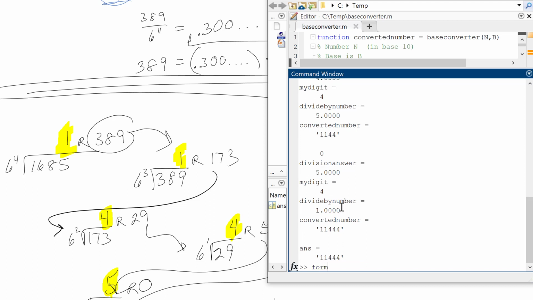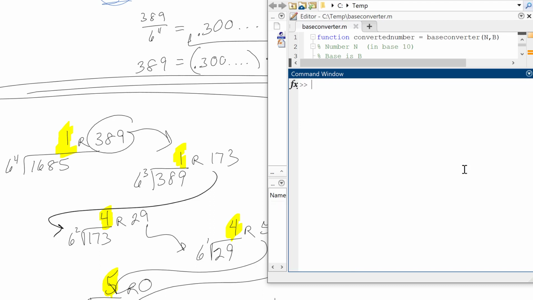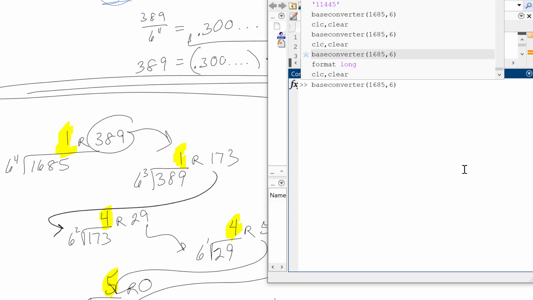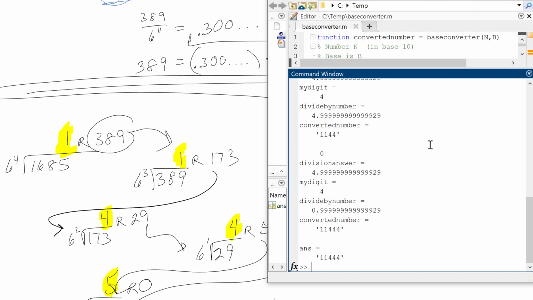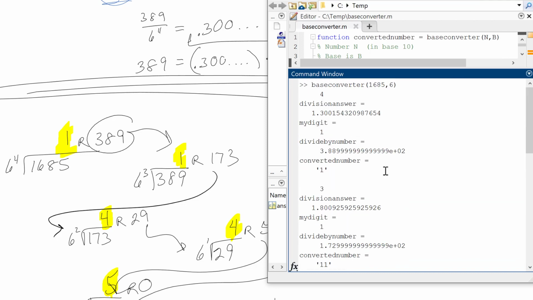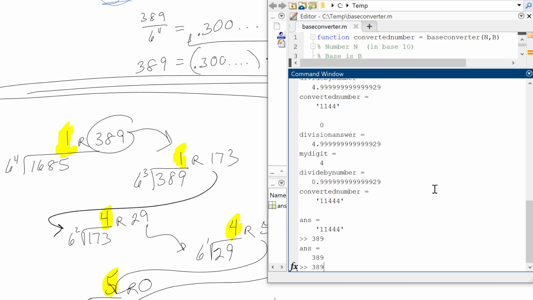All right, let's do format long and see what's going on. I'm going to run this again. As always, with a lot of these in this series of videos and labs, it all comes down to teeny tiny errors way out in the middle of nowhere. So look at what's been happening. Even though it told me earlier that the divide by number was going to be 389, it's actually 388.9999999 all the way out. And that's because there's an error. I could have seen this before, because there's a difference between 389 and 388.9999999.